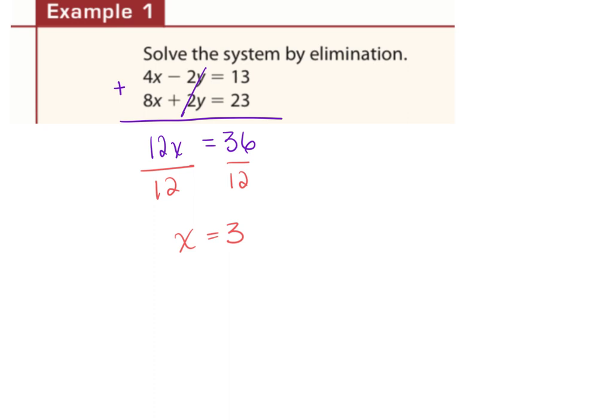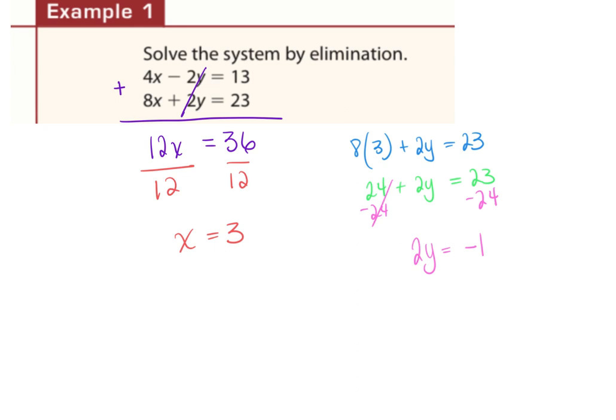Remember, it's always a point, an xy point for your answer. So I'm not done yet. I have to take that 3 and plug it back into one of the equations. So if I say 8 times 3 plus 2y equals 23, then I would say 24 plus 2y equals 23. Subtract my 24. I get 2y equals -1. And then my final step, divide both sides by 2. My y equals -1/2. And once again, my answer here is going to be my xy, 3, -1/2.